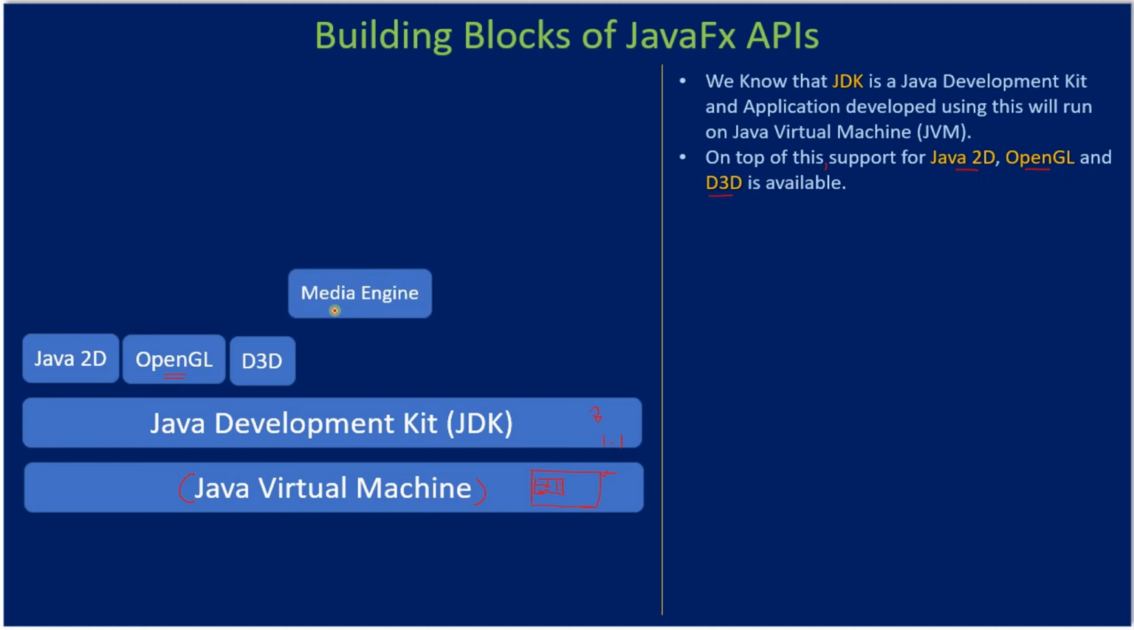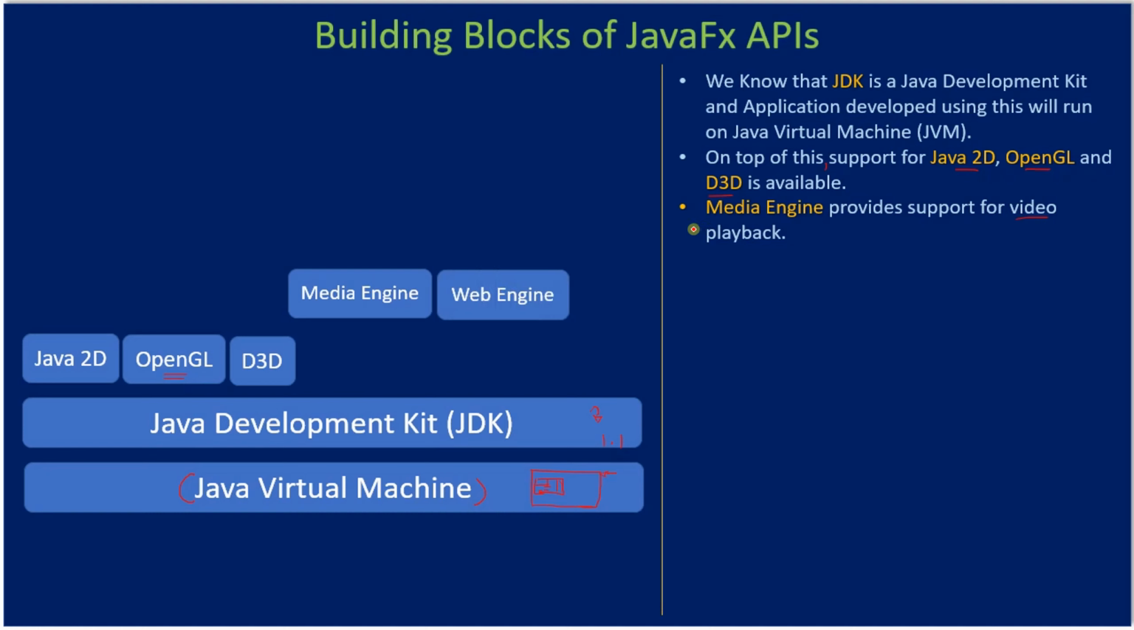Then there is one more building block, or set of APIs, which we call the media engine. The media engine provides support for video playback. It also supports audio playback, so you can do streaming. It can be an MP3 file or it can be an AVI file. AVI is a video and MP3 is audio, just as an example.